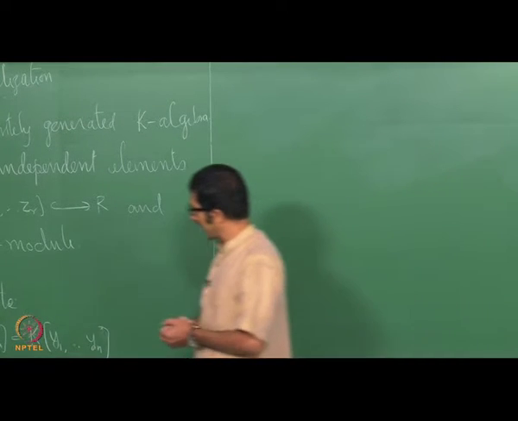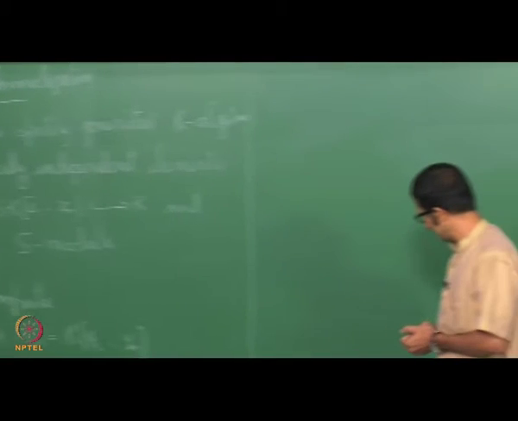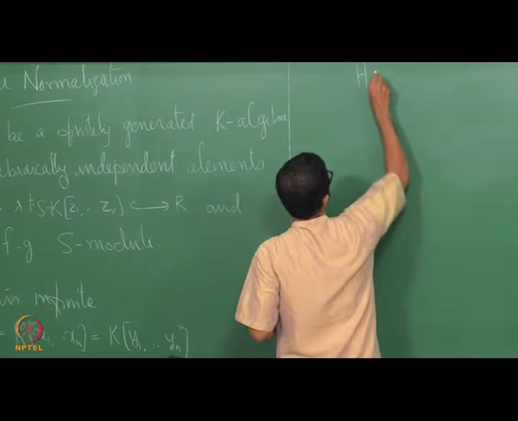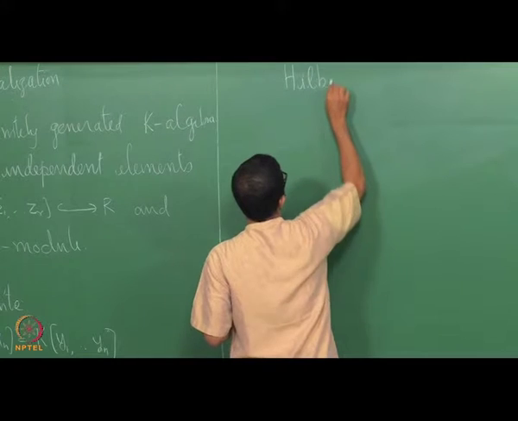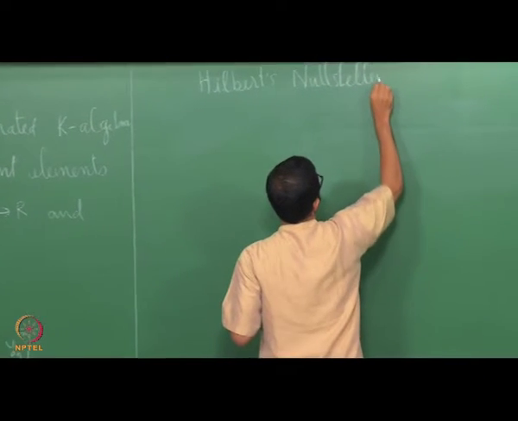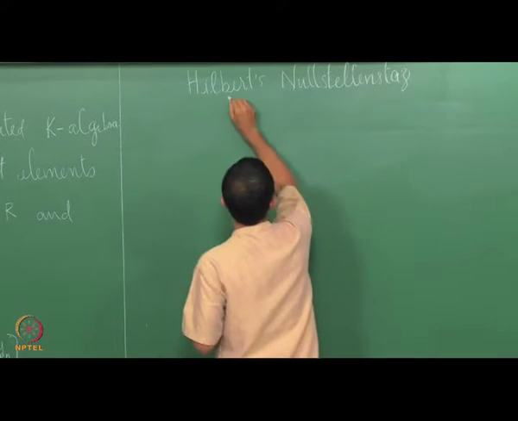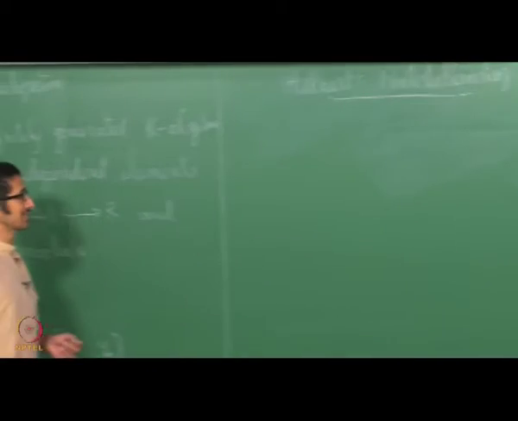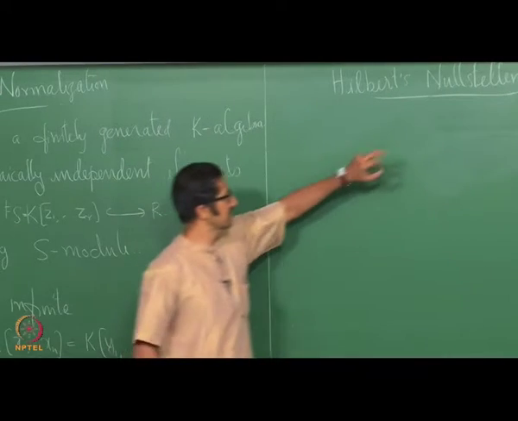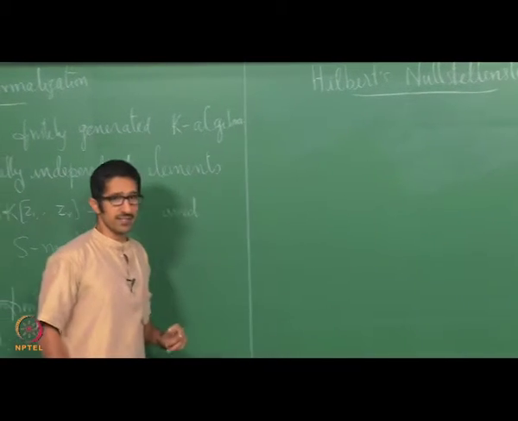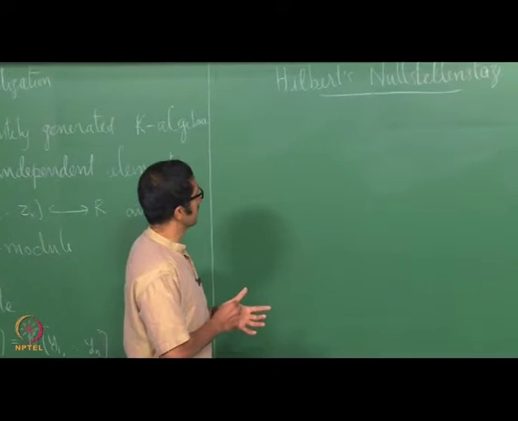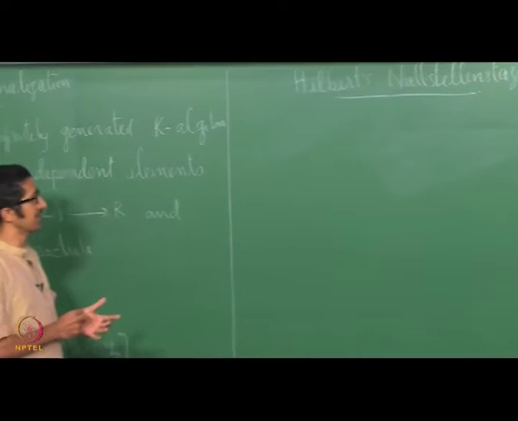As a corollary to the Noether normalization lemma, we prove Hilbert's Nullstellensatz. Nullstellensatz is a German word meaning theorem of zeros. There are 3 forms. We will be discussing 3 forms of the Nullstellensatz.